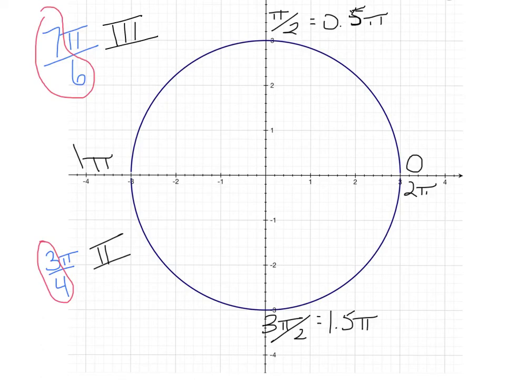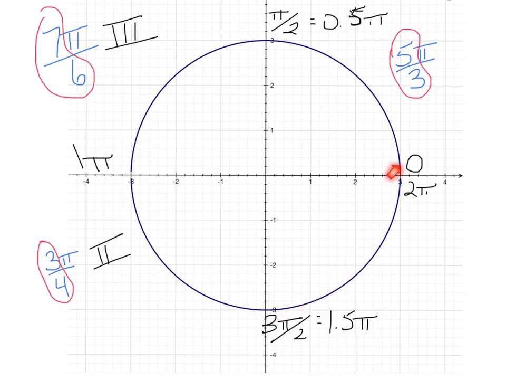Okay, let's try one more. How about 5 pi over 3? Okay, here we go. We're looking at 5/3. And already what I'm thinking is that 5/3 is close to 2, right? 2 would be 6/3. So this here should be a little bit less than 2. So a little bit less than 2 would bring us into the fourth quadrant.